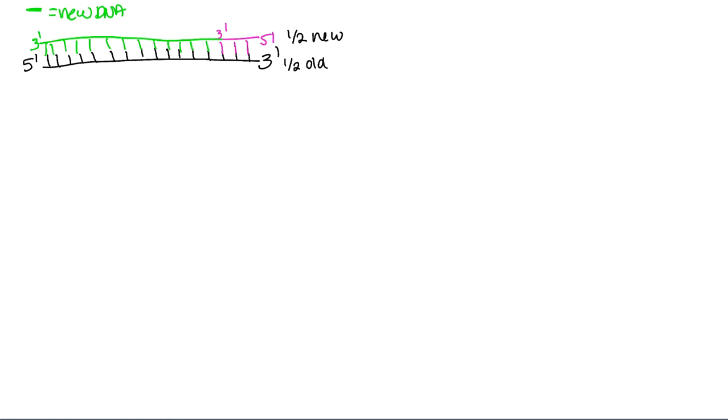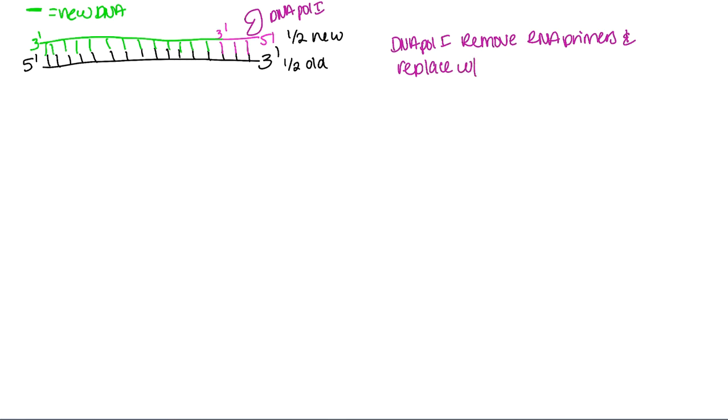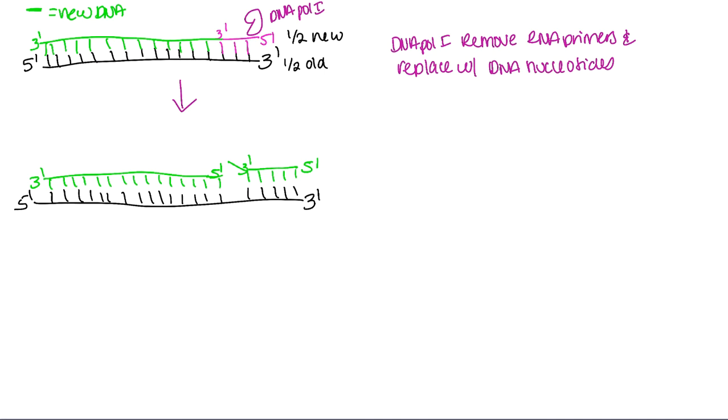So we are going to have DNA Pol 1 come in, and what DNA Pol 1 does is it's going to remove those RNA primers and replace with DNA nucleotides. All right, so hopefully you have caught up to where I am. So now what we have after DNA polymerase 1 came in and removed that RNA primer, well, now we have that nick. So we have a break in the phosphodiester backbone.